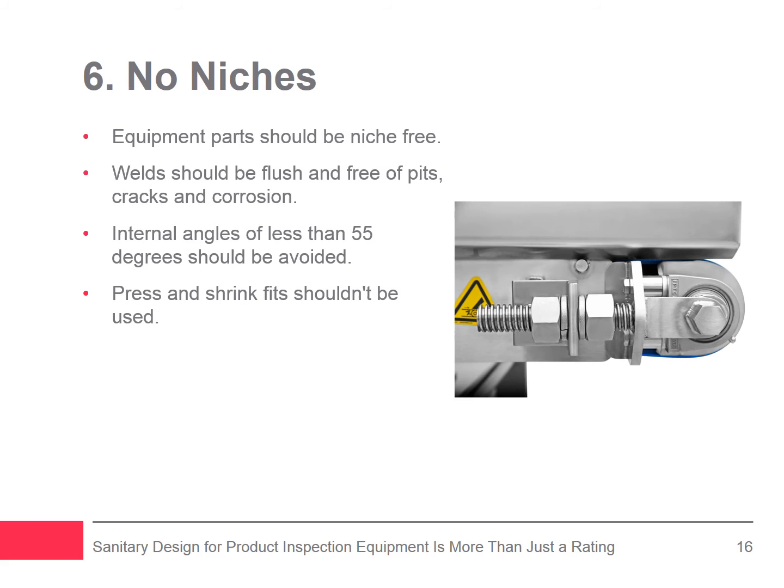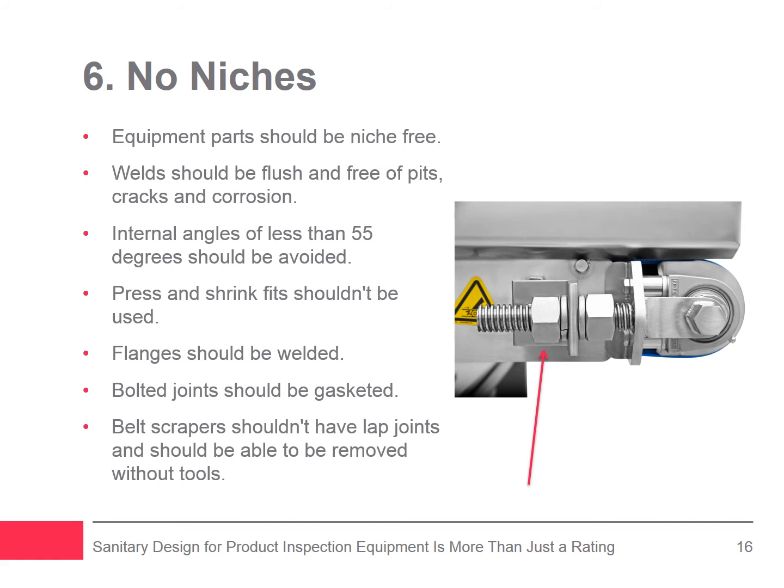Fasteners should not be used in or above the product contact zone as they are harborage areas. In addition, there should be no exposed threads as these pose a contamination risk. Flanges should be welded with gaps in welded seams to allow for free flow of cleaning solutions. Bolted joints should be gasketed and the gaskets visible to verify their presence. Belt scrapers should not have lap joints and must be capable of being removed without tools.